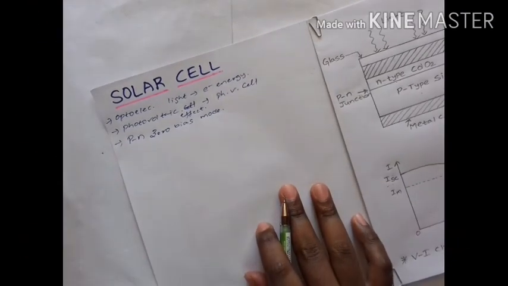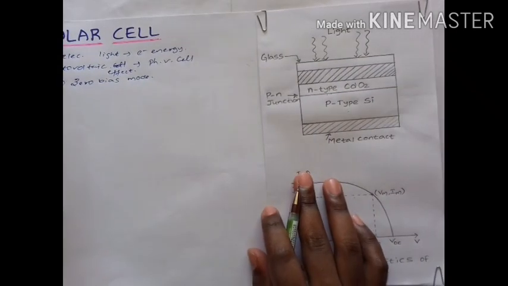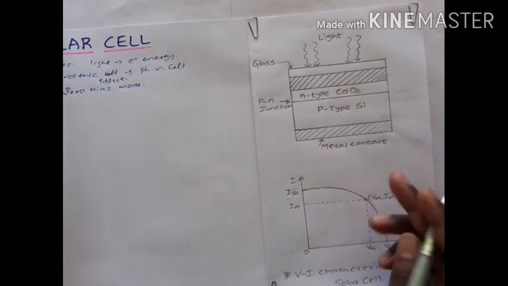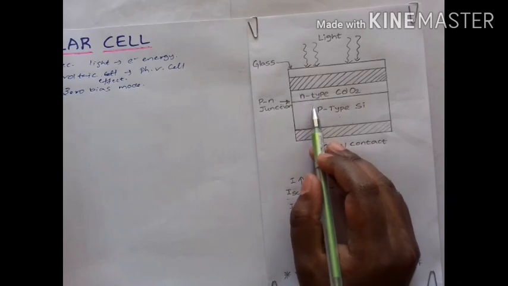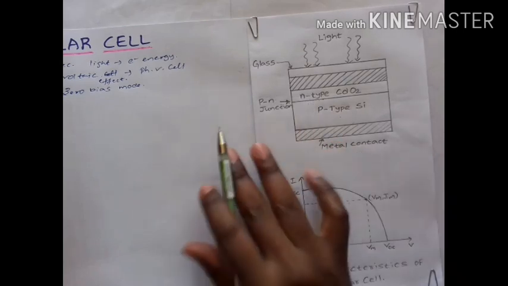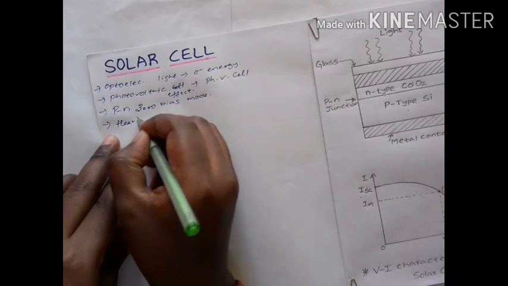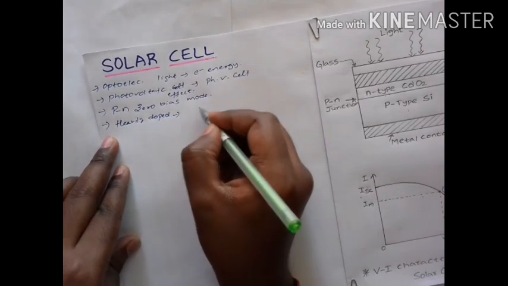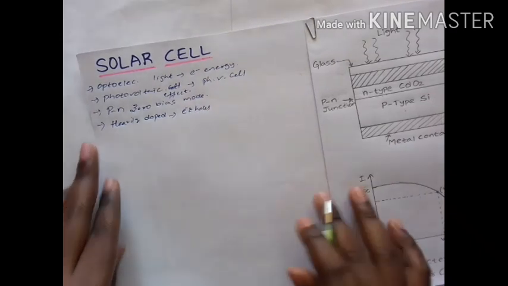Now we will see the construction of solar cell. In this solar cell, the device structure consists of p-type semiconductor and n-type semiconductor, and these two types of semiconductors are heavily doped to get the maximum number of charge carriers, that is electrons and holes.